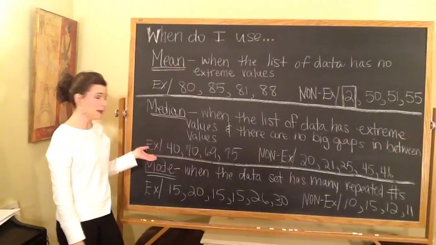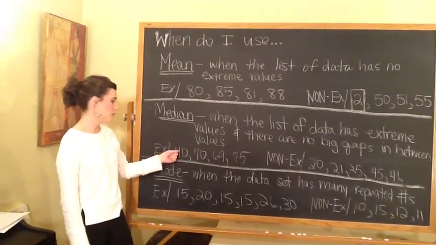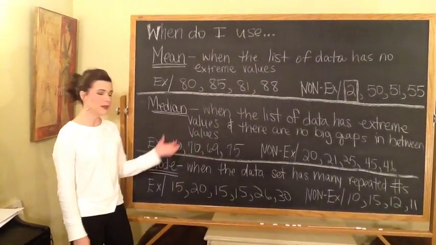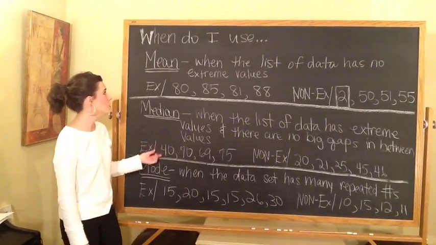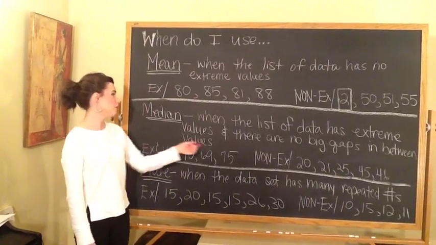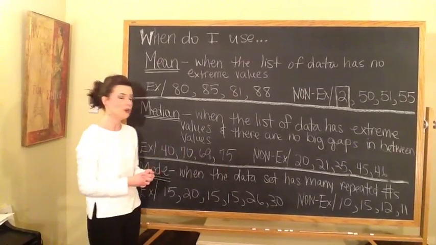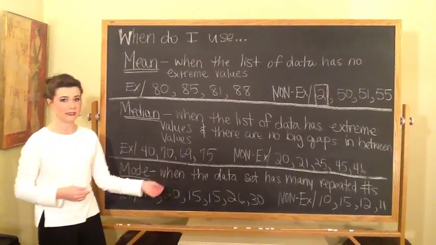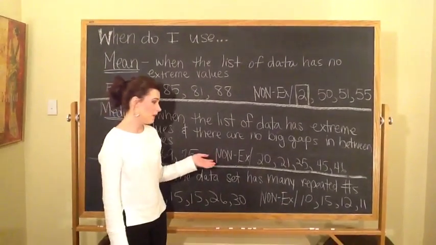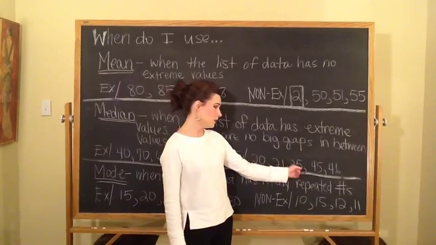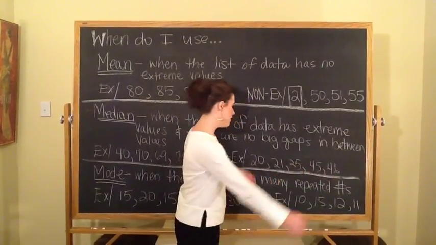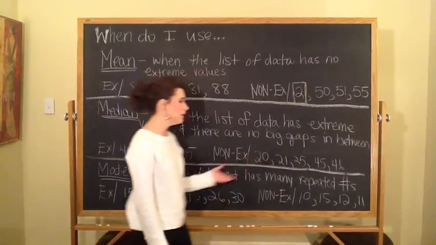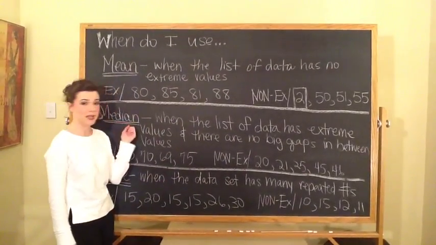A good example to use the median would be 40, 70, 69, and 75. The 40 is a little bit lower than the other ones, so you wouldn't want to use the mean, but they're pretty close together, and if you looked at the middle of the data, ordered from least to greatest, they're not too far away. A non-example would be 20, 21, 25, 45, 46, because close to the middle of your data you have a gap. So that would not be a good example to use the median.